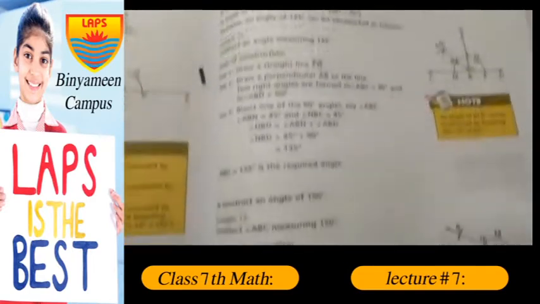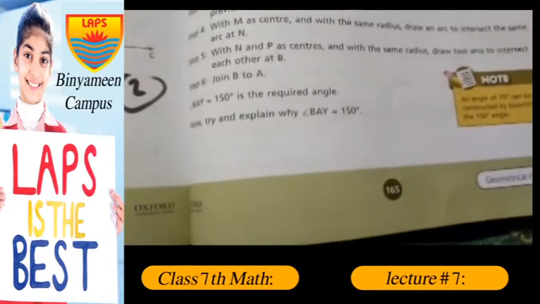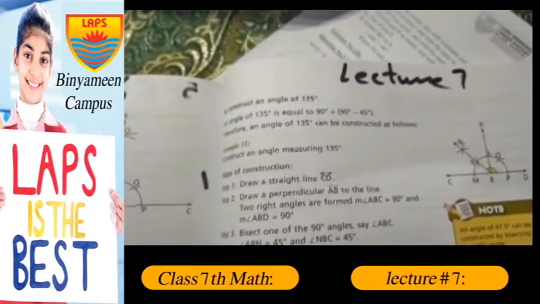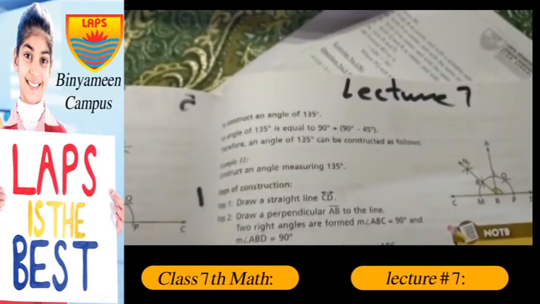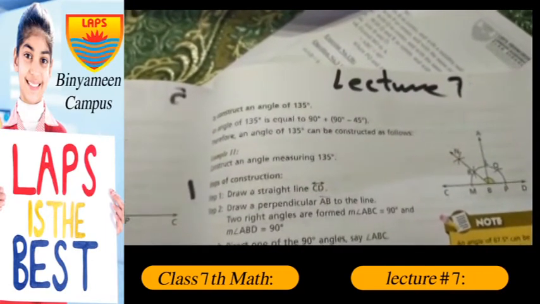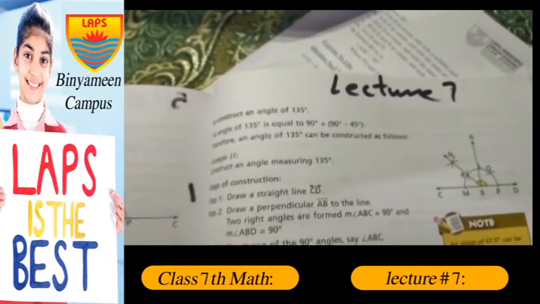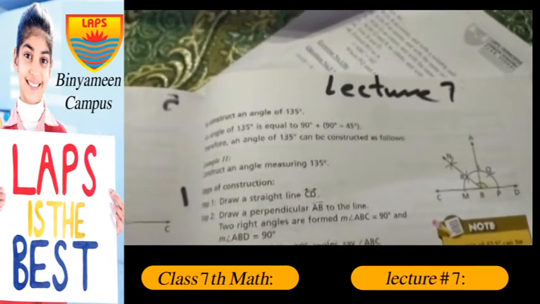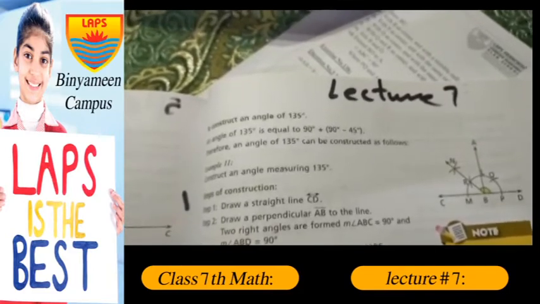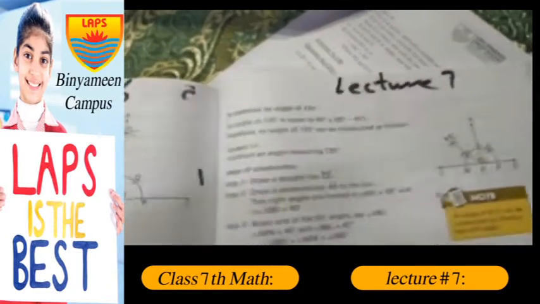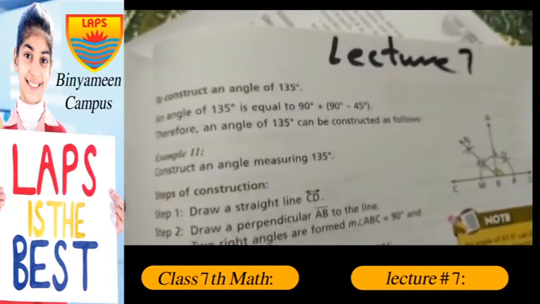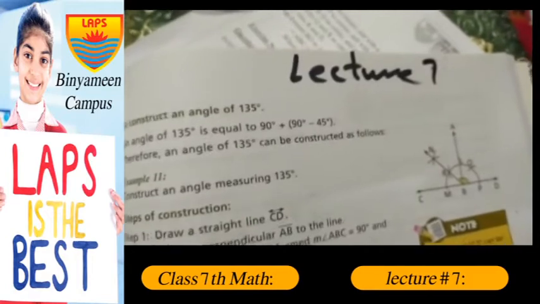Today I deliver a lecture, page number 165, lecture number 7, to construct an angle of 135. An angle of 135 is equal to 90 degree plus (90 degree minus 45). Therefore, an angle of 135 can be constructed as follows.